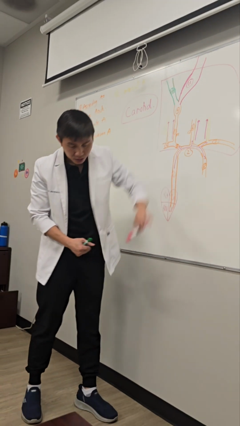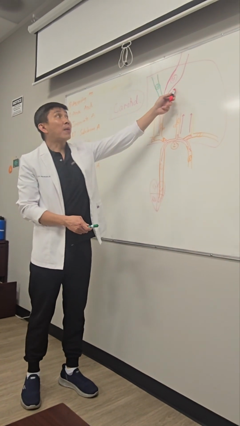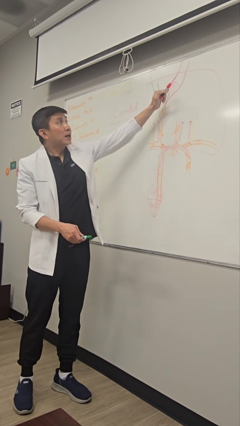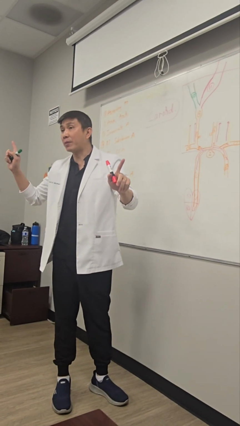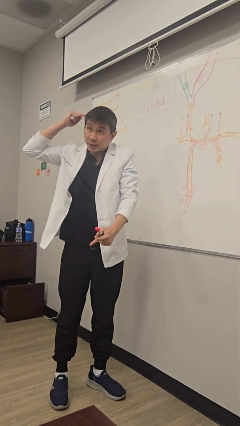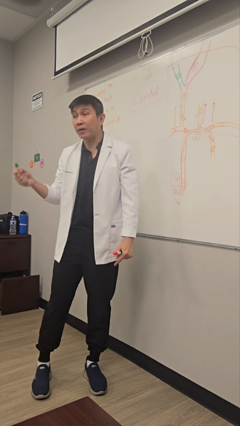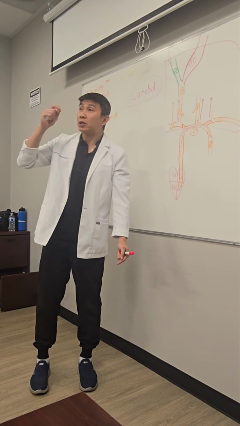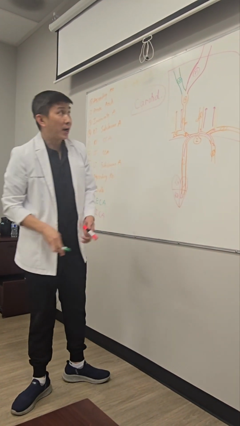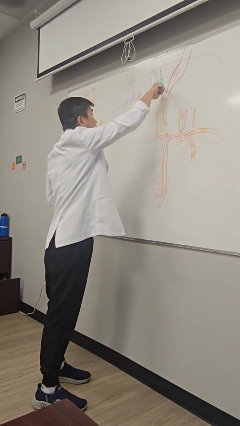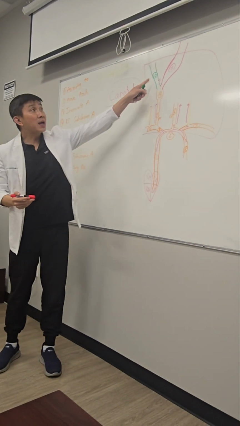Okay, another point. Here, up, is going to be inside the skull, right? So outside the skull, the ICA here has no branch. It only gives out branches when it gets inside the brain. But the ECA has a lot of branches. The first branch we call the superior thyroid artery, which supplies blood for the thyroid. So I just draw one branch right here.